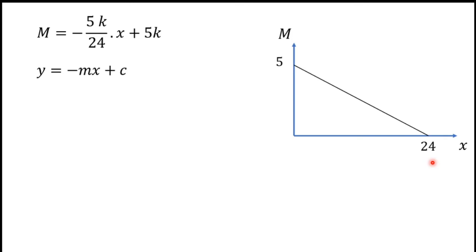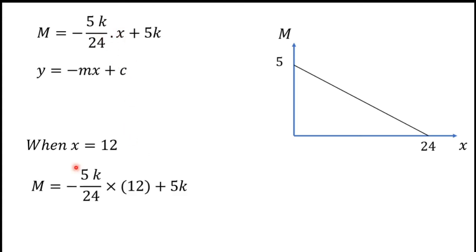So we have to find the deflection of point C. So point C is at the middle of the beam. So therefore we have to find the moment value of middle of the beam. For that I have to substitute x equals 12 into this equation. When x equals 12, M equals 2.5. So I can mark it right here. When x equals 12, M equals 2.5.